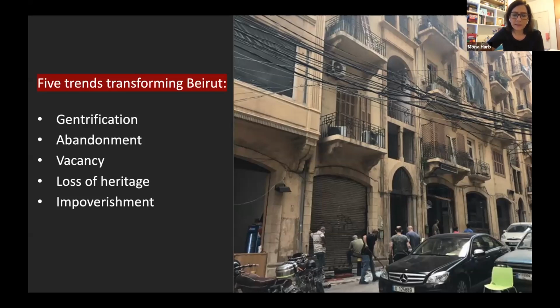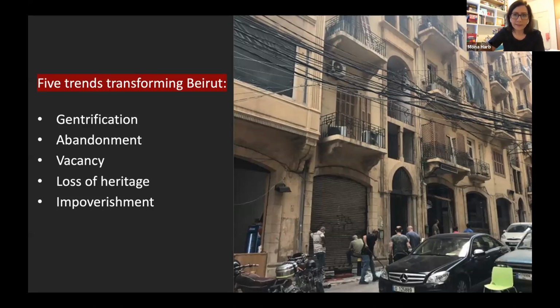But in many cases, and as the work of Mona Fawaz and her team at the lab shows, abandonment is pretty much due to the speculative investment of developers that are waiting for a recovery of the real estate market to reinvest in their demolition and their replacement.